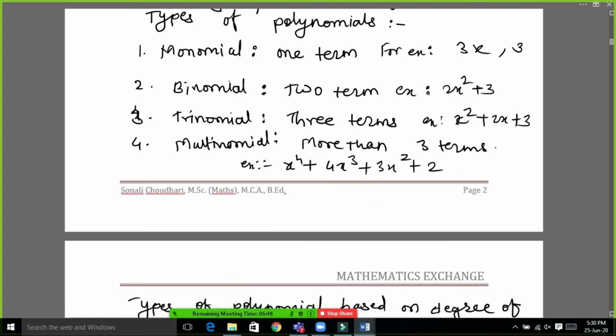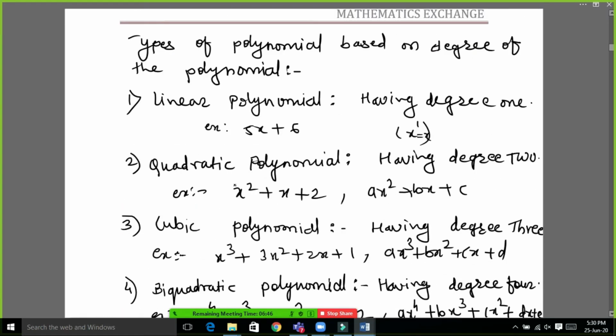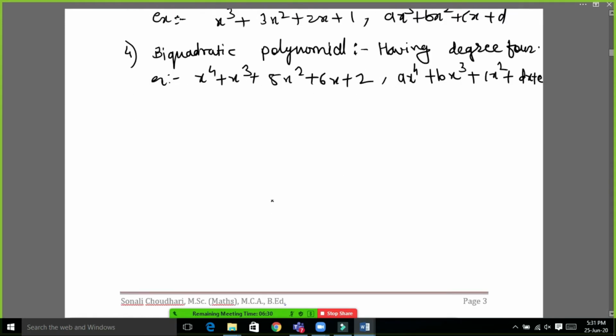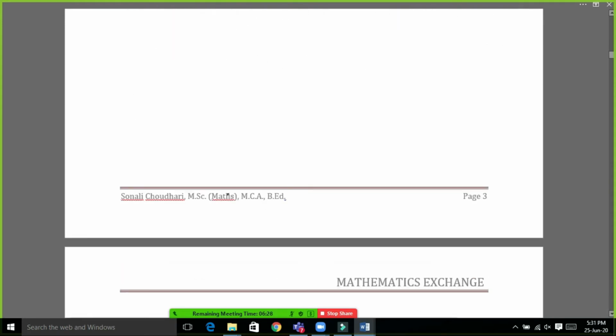And the second is types of polynomial based on the degree. First is the linear polynomial, having degree 1, the quadratic polynomial has degree 2, the cubic polynomial has degree 3, and the biquadratic polynomial has degree 4. So these are the types of polynomial based on the degree.